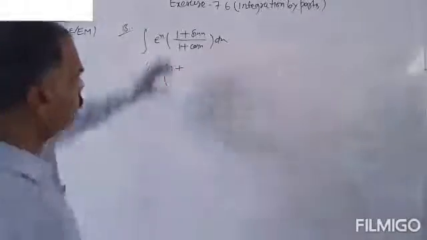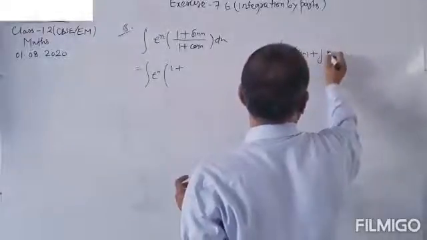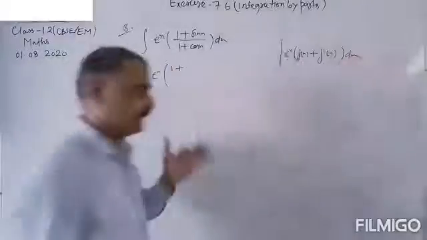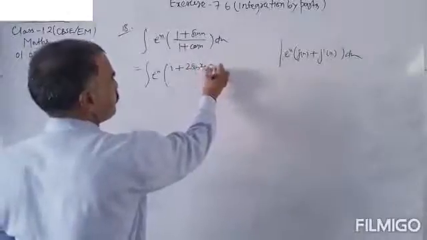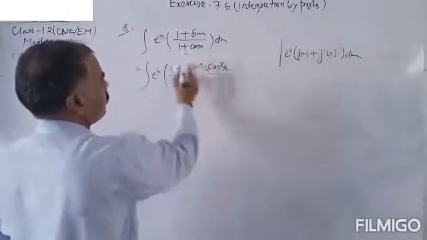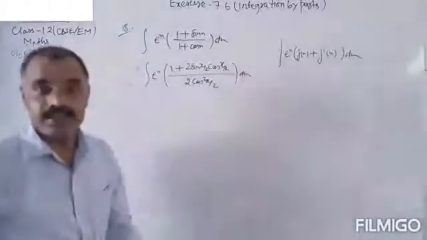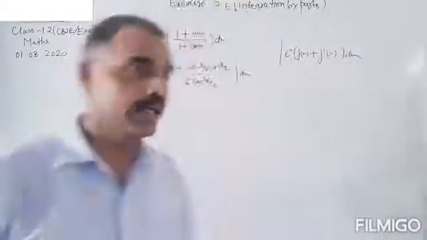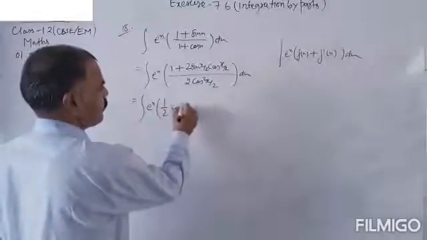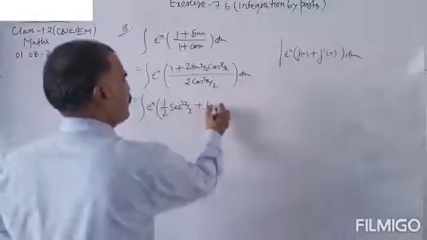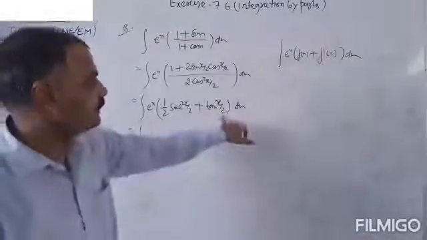So we want to put this function in the form e to the power x times f(x) plus f dash x. You can think sin x can be put as 2 sin x by 2 cos x by 2 upon 1 plus cos x, that is 2 cos square x by 2, using the trigonometric identities. Now this is equal to e to the power x times 1 by 2 sec square x by 2 plus tan x by 2 dx.